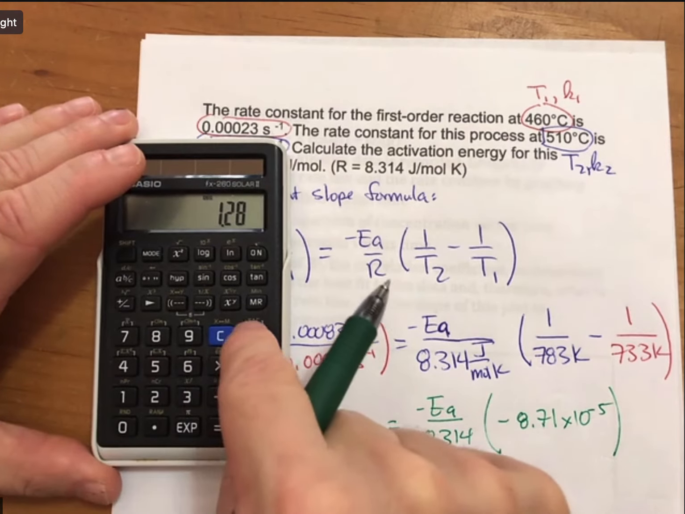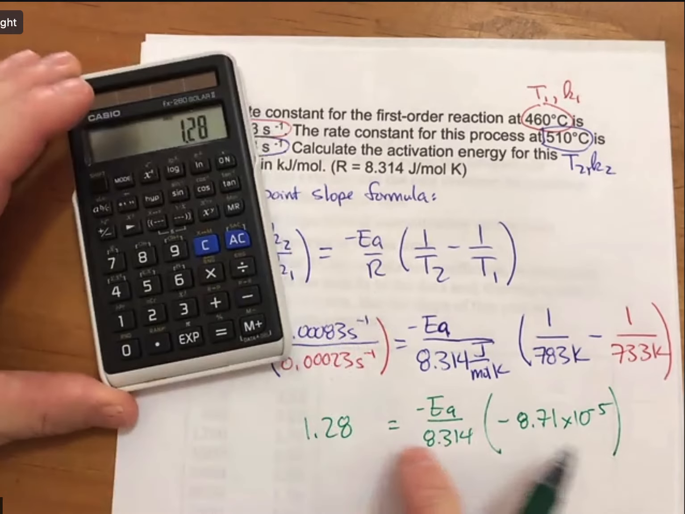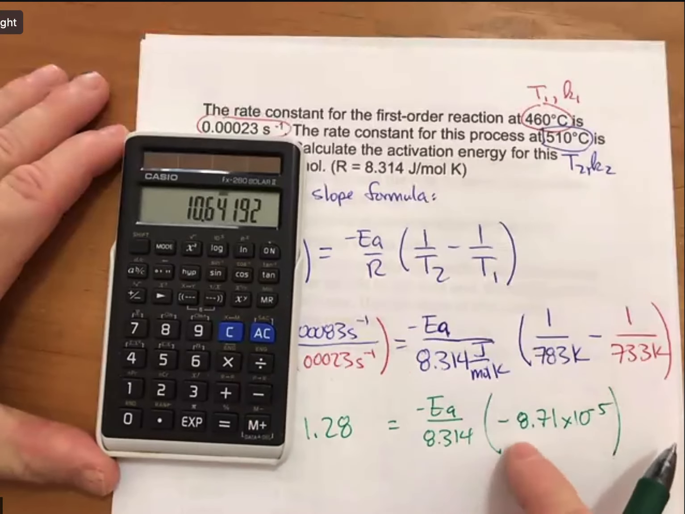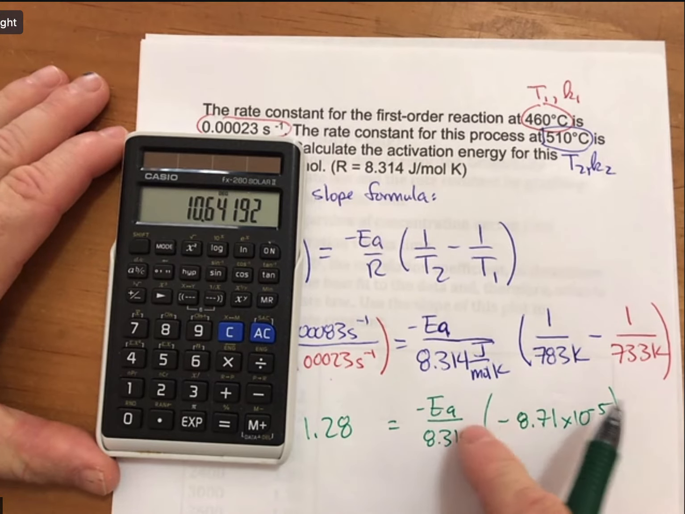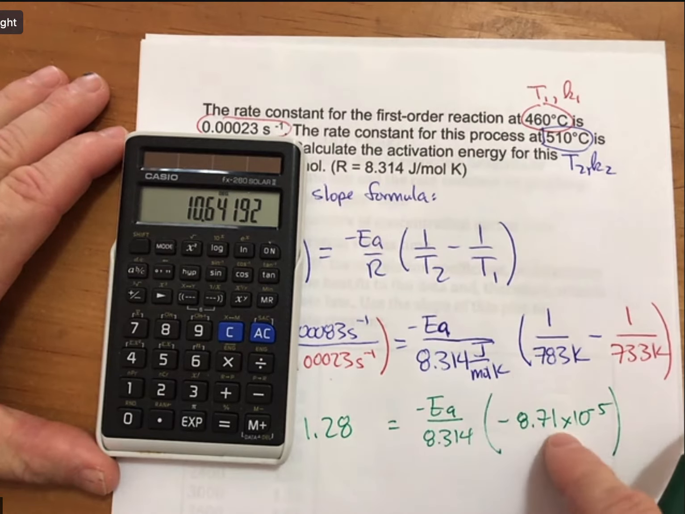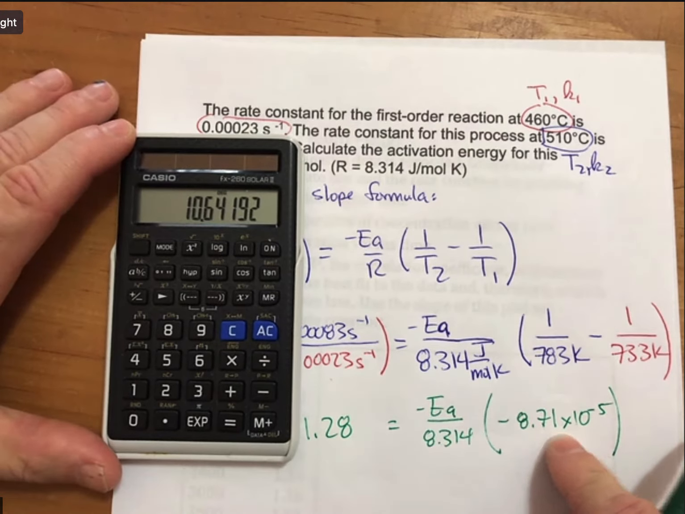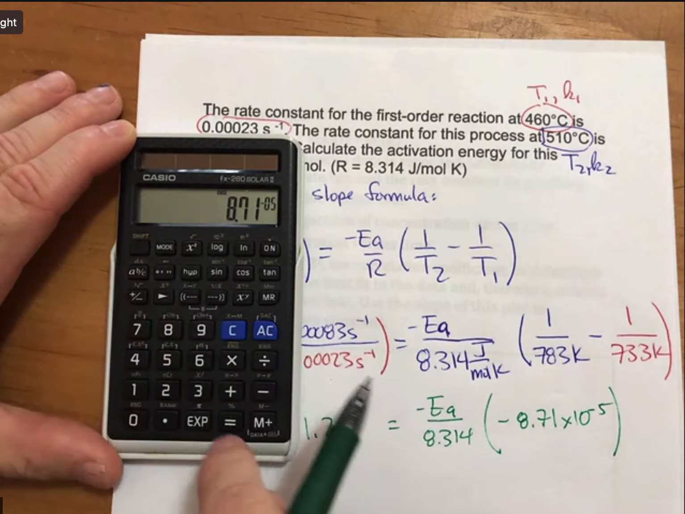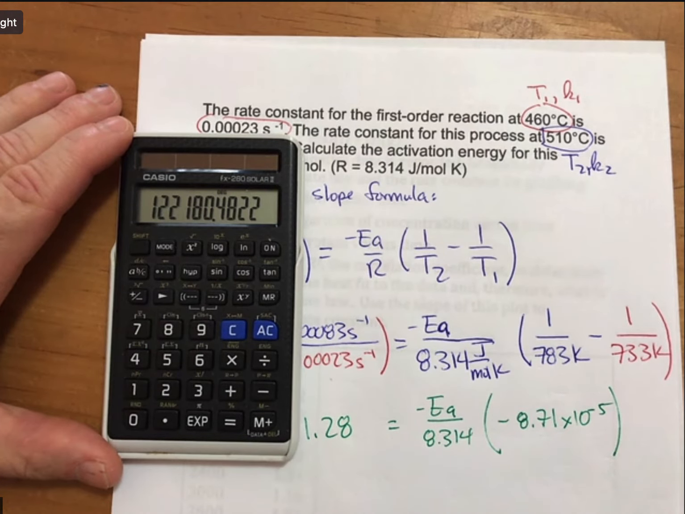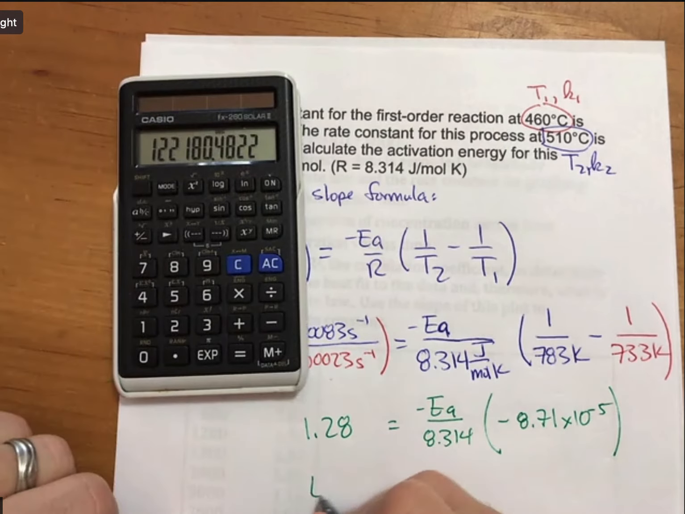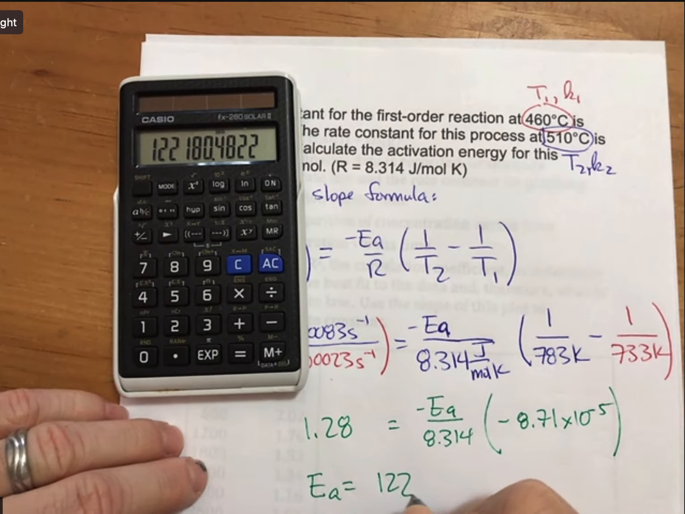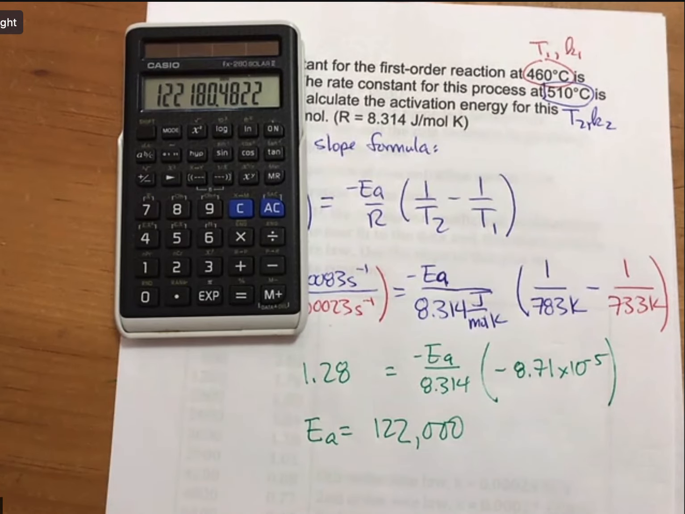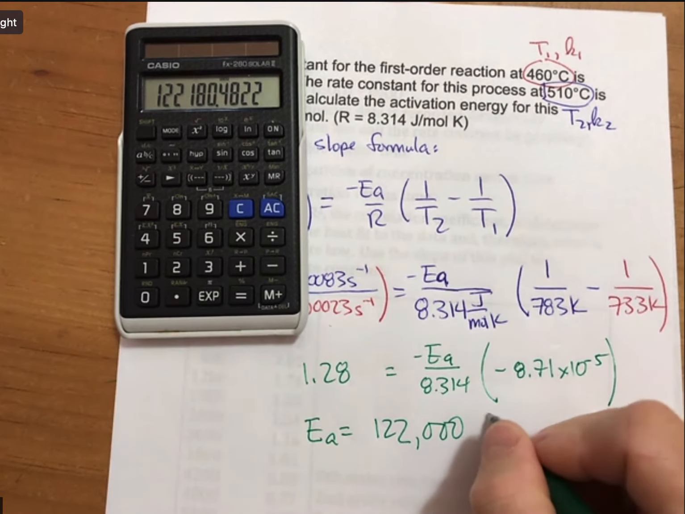Oop. Let's try that over again. 1.28 times the 8.314, divided by, well, these two negatives are going to cancel out, so I'm just going to divide by this number in the positive sense. So divide by 8.71 exponent minus 5. And I get 122,180. I'm going to round that to 3 significant figures to give 122,000. That's going to be joules per mole.